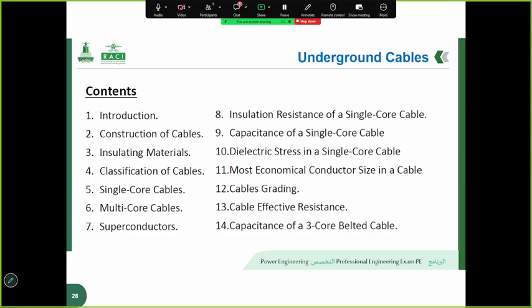Next, we will focus on the more technical and analytical aspects. We will cover insulation and capacitance, how to calculate the insulation resistance and capacitance of a single core cable, and the concept of dielectric stress and its importance in cable design will be presented. Determining the most economical conductor size in a cable, and the principle of cable grading will be explained here.